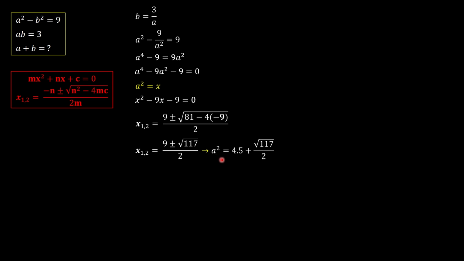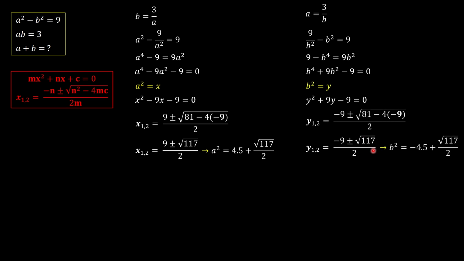Now let's find the value for b squared. If we look at the second equation, instead of b, we can find a, and it will be equal to 3 divided by b. Then if we put this expression into the first equation, we'll get 9 divided by b squared minus b squared equals 9. And then we are going to solve it exactly the same as we solved here, and we are going to get the value for b squared.